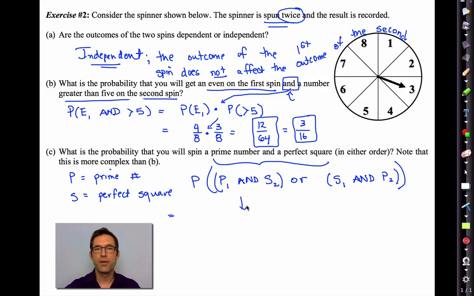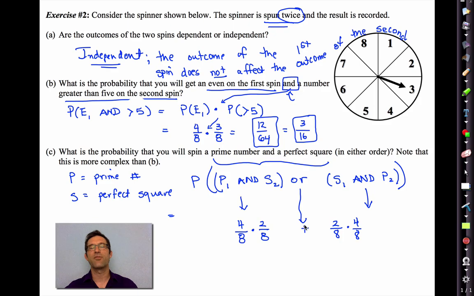Now, the probability of getting a prime on the first one was what? 2, 3, 5, 7. That's 4 out of 8. And a perfect square, well, what are my perfect squares? Just 1 and 4, right? So 2 out of 8. Now, that doesn't change over here. It's just that the 2/8 comes first and the 4/8 comes second. But now that OR tells me I have to add.